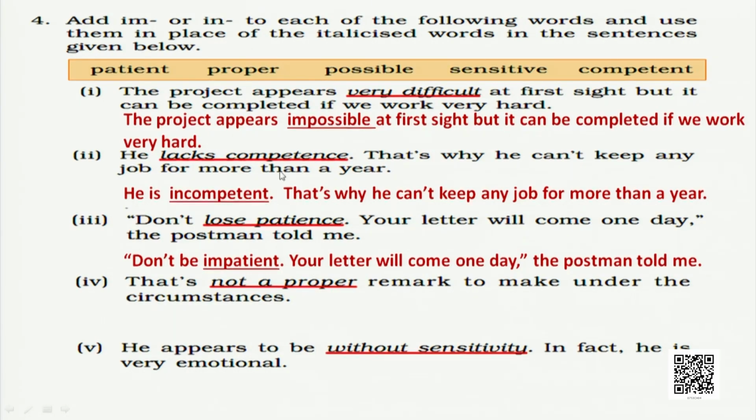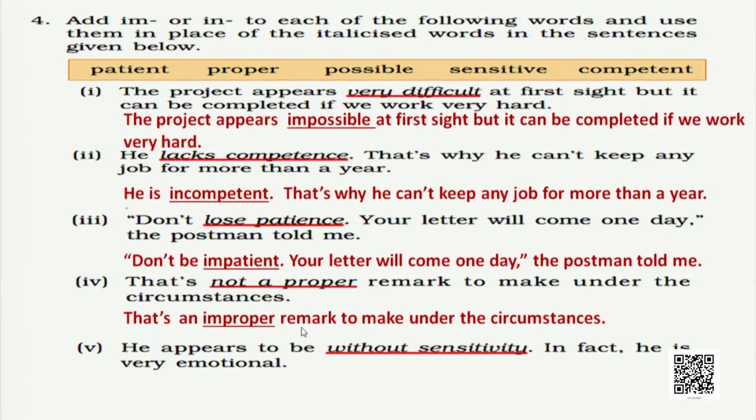Proper, the proper word is, but you have to use the opposite of it, that is improper. So what can be the sentence? That's an improper remark to make under the circumstances. The last sentence here is he appears to be without sensitivity. In fact, he is very emotional. Okay, He appears to be without sensitivity.